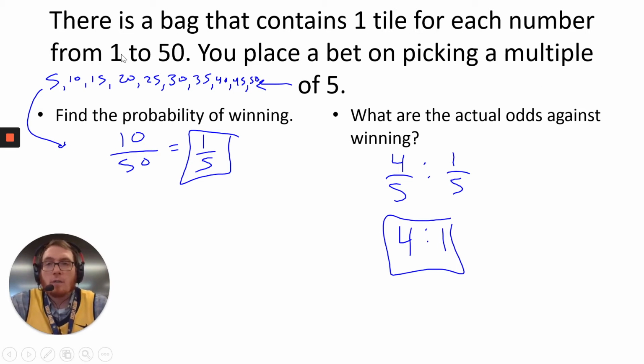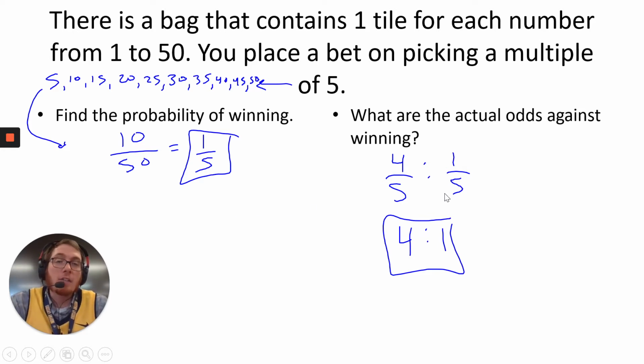There's one tile for each number from 1 to 50. So when you're looking at this, we're trying to find a multiple of 5. I wrote down all the multiples of 5 here, but you could also just take 50 divided by 5 and you get 10 of the numbers. So the probability that you win would be 10 out of those 50 numbers, which you should always simplify down. You want to do that on all your questions, and that becomes 1/5.